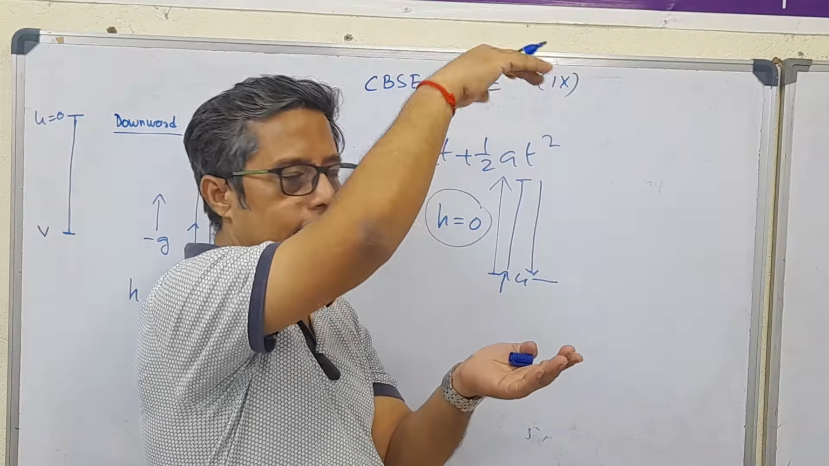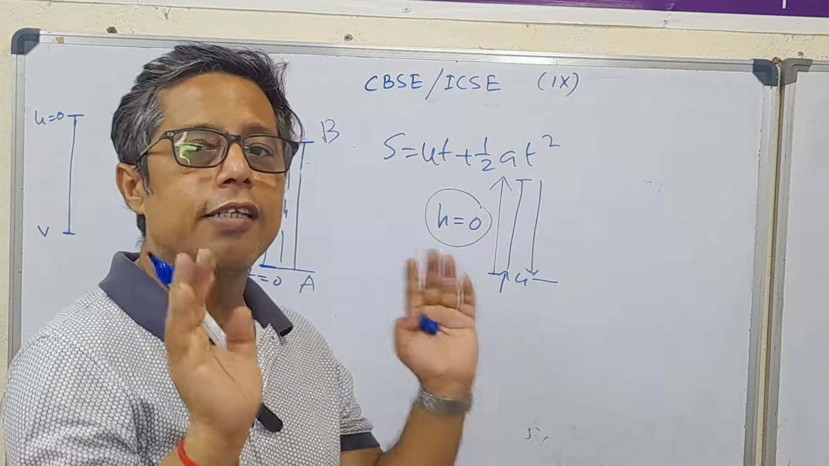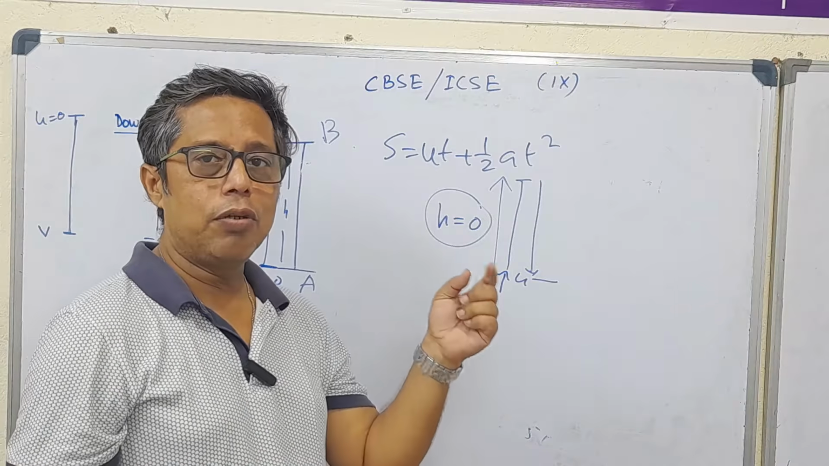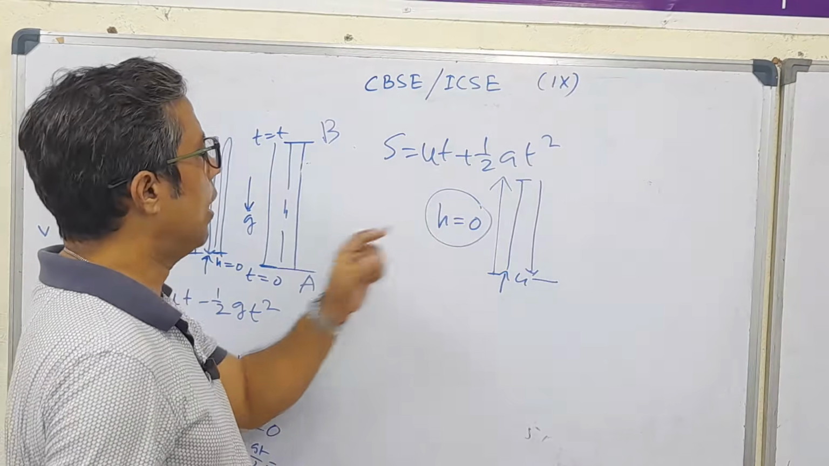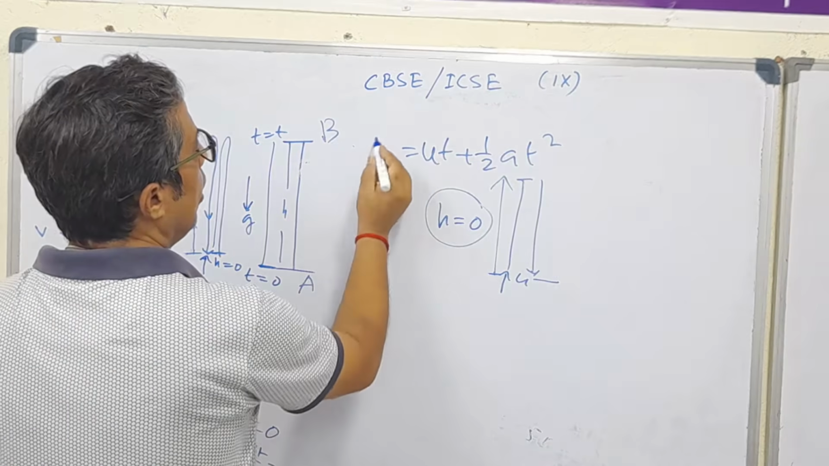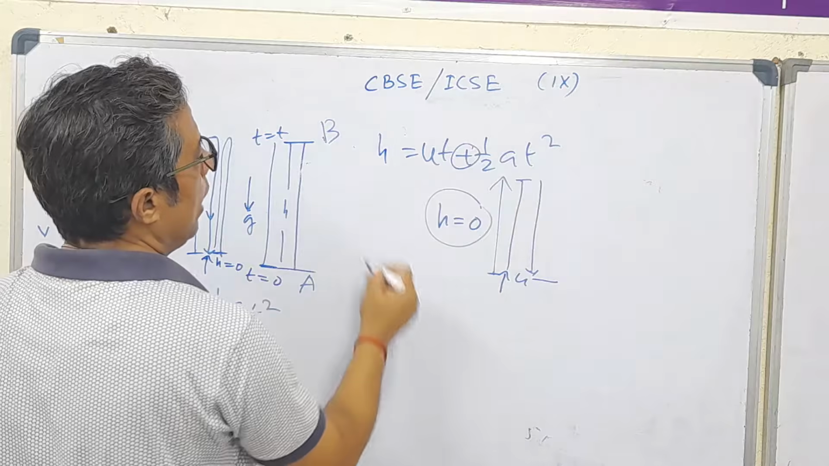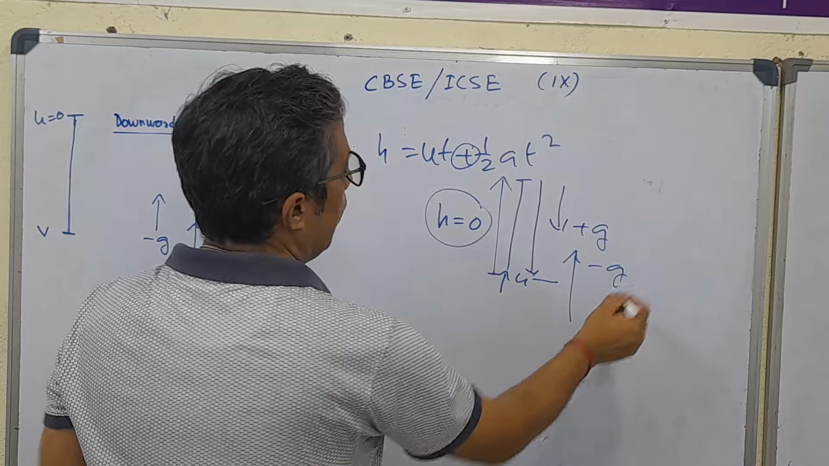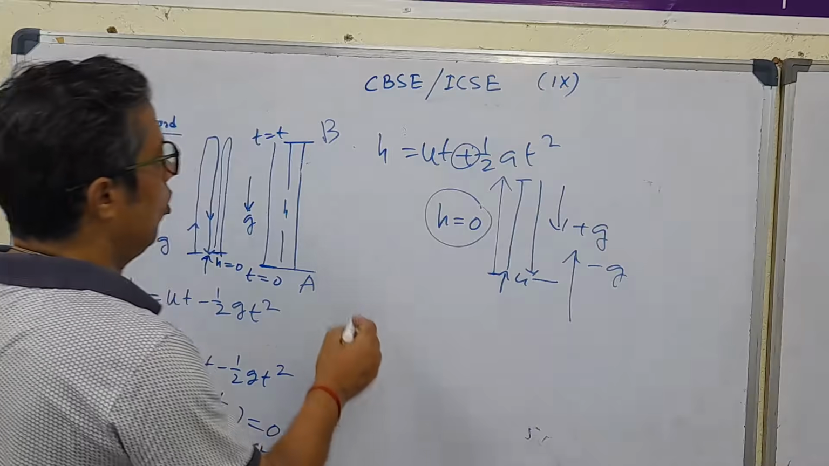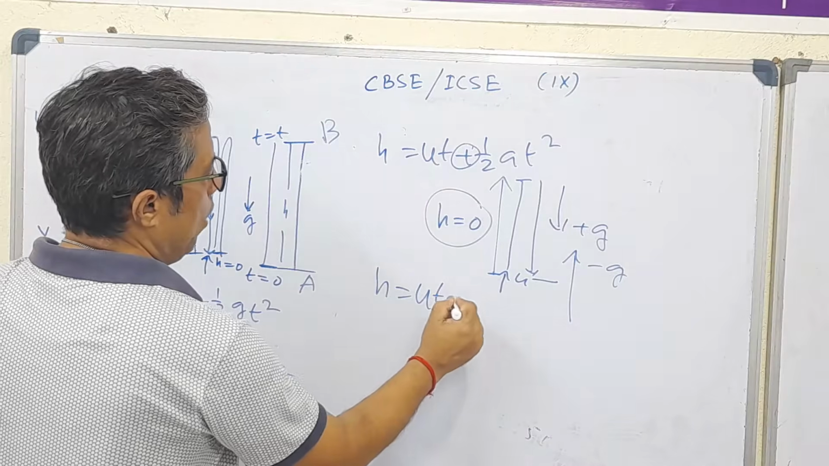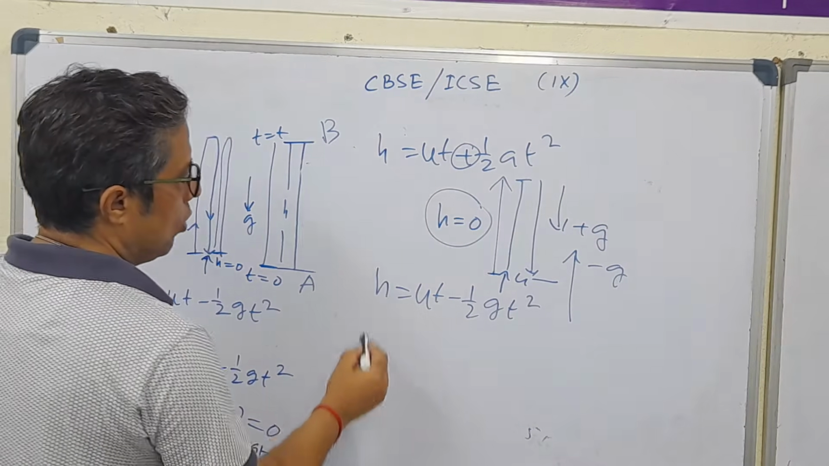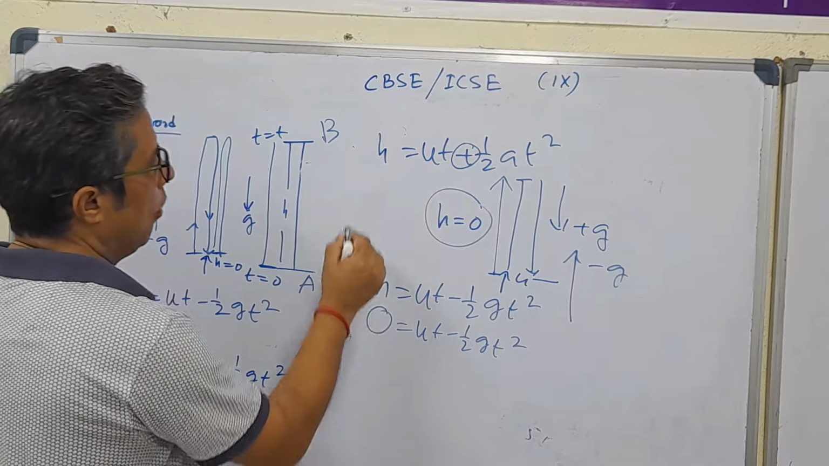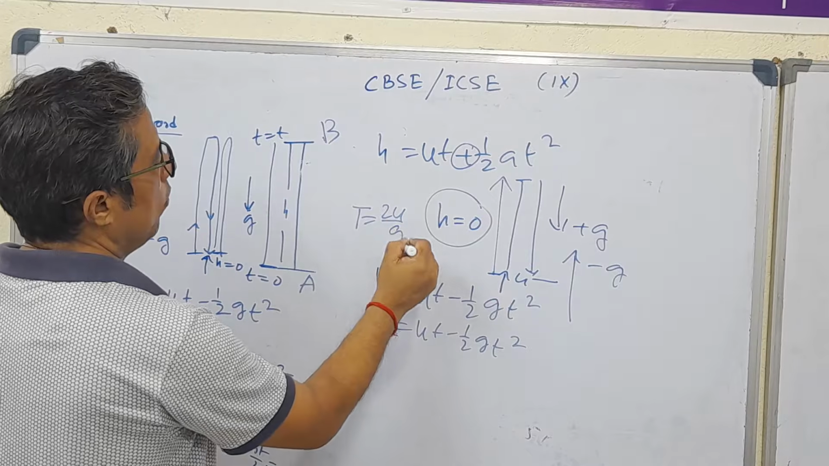Going up, reaching max height, coming down, reaching here, the total height is 0. That means the vertical displacement will be 0, because it is coming back to the same position. So I have to take h is equal to 0. Now this part will be negative, because g is positive in the downward direction, so in upward motion we have to take g as negative. So the equation will be h is equal to ut minus half gt square. If you take h as 0, then ut minus half gt square is 0. From here you will get the total time of flight t is equal to 2u by g.